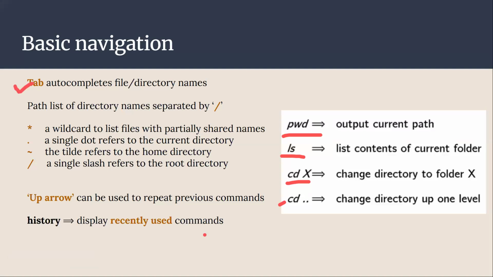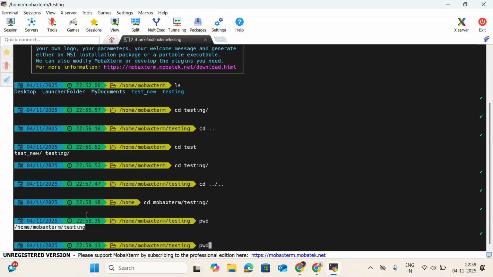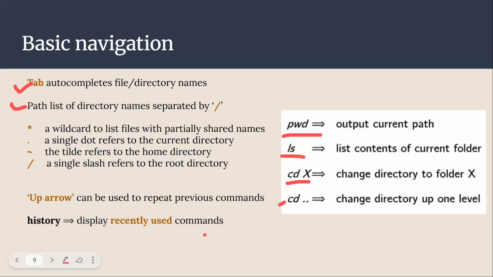You need to use tab to autofill file or directory names. You need to separate the directories by forward slash. Then these are the two commands. You can use the upward arrow from the keypad to see all the commands that you have executed so far, so you don't have to rewrite them. You can use the upward arrow to see all the commands that you ran so far. You can use history also to display all the used commands.